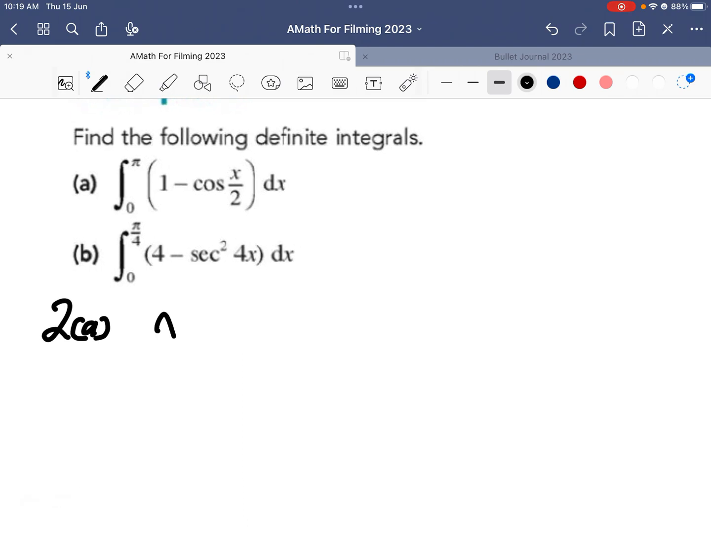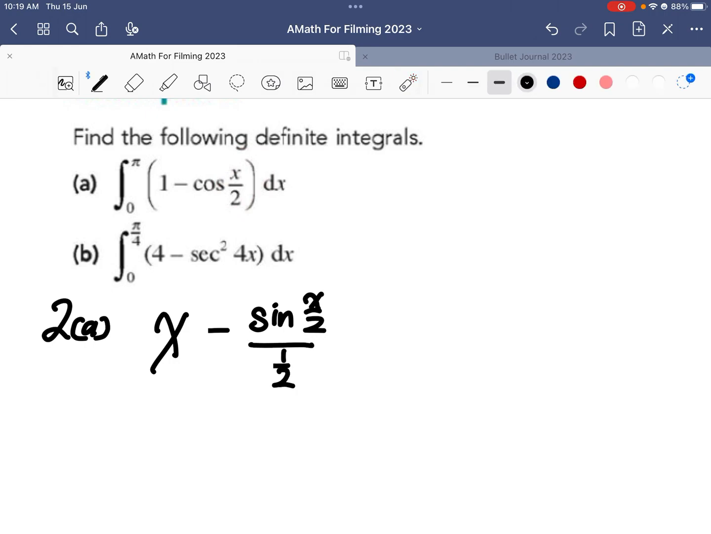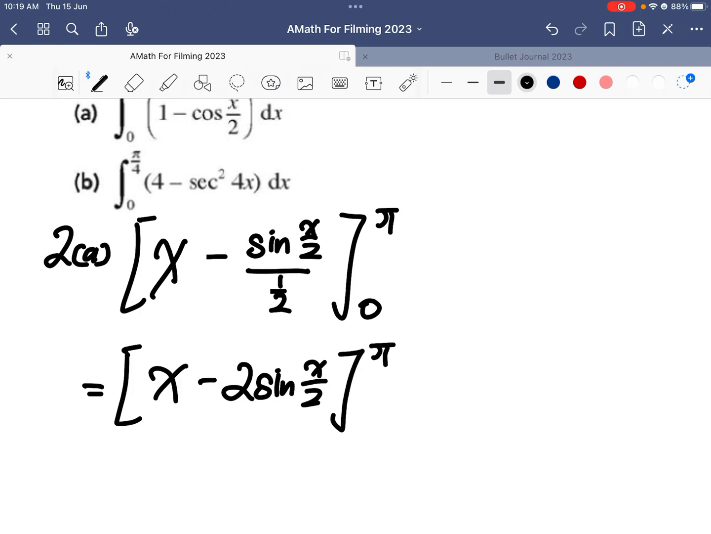So 1 integrated gives you x. Cosine integrated gives you positive sine. So you get negative sine of x over 2. But don't forget to differentiate inside the bracket itself. So x over 2 differentiated with respect to x gives you half. So you take the sine x over 2 divided by half. And the limits are pi to 0. So we simplify a bit. So I guess x minus 2 sine x over 2. My limits being pi to 0.